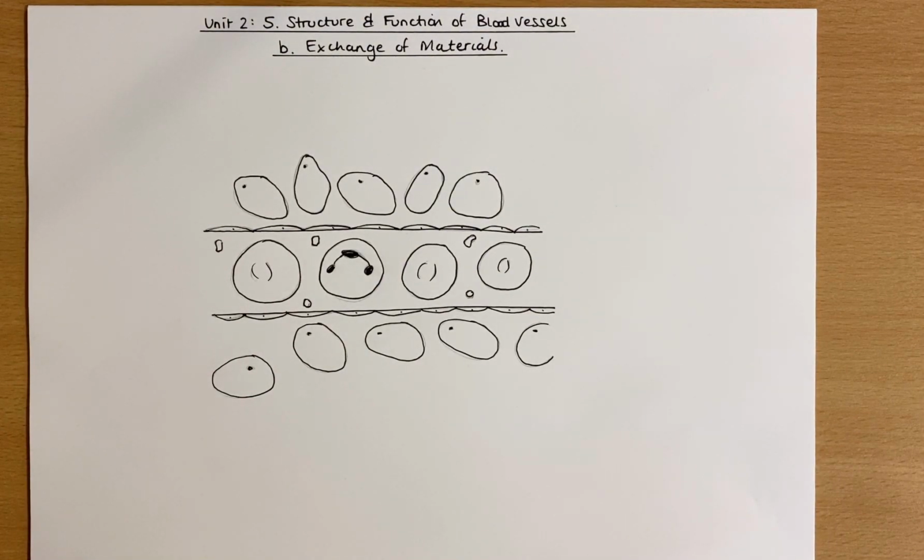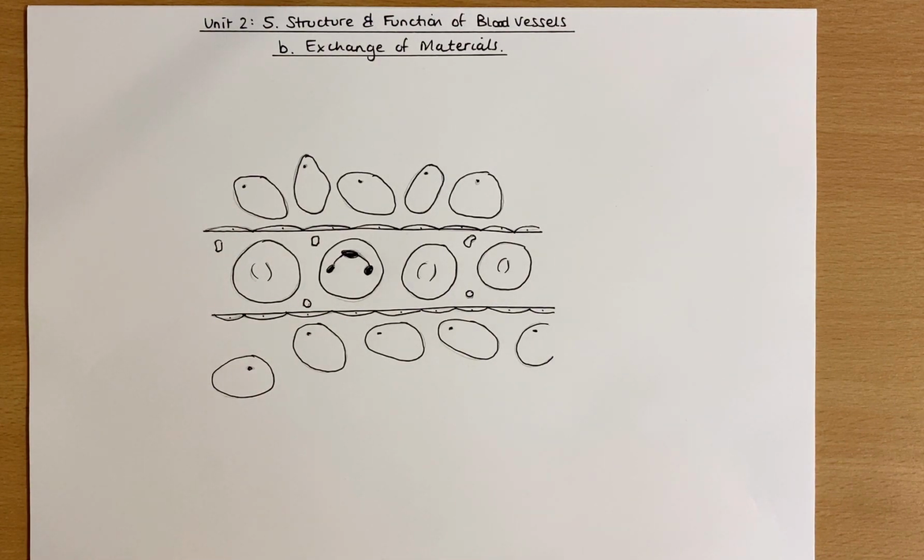This video will cover the second part of the structure and function of blood vessels section of Unit 2 in the cardiovascular system, and it covers the exchange of materials. So your knowledge of this will need to be based on the knowledge of blood vessels. If you haven't watched the first video about arteries, capillaries and veins, I suggest that you go and do that first. What I'm going to do is introduce a capillary first and then go further into a capillary network.